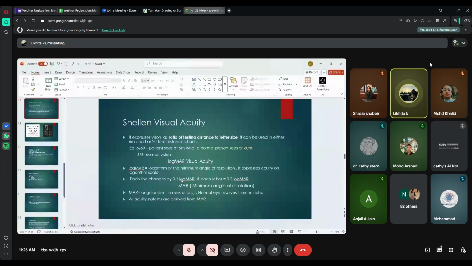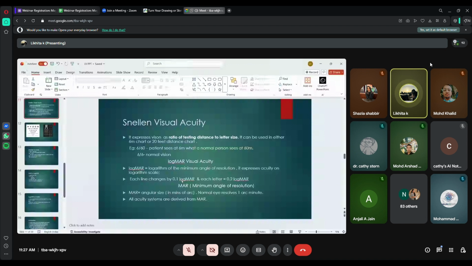So as we all know, what is the Snellen vision chart, and how does it express visual equity? It expresses the vision as a ratio of testing distance to the letter size. It can be used in two ways. We all know the 6-meter chart type or the 20 feet distance chart type, that means 6 by 60 or 20 by 20, whatever. It depends on the hospital or clinic where you're working. We use these two kinds of charts regularly. For example, if the patient sees at 6 meters what a normal person sees at 60 meters, we denote it as 6 by 60. And 6 by 6 is always considered normal standard vision.